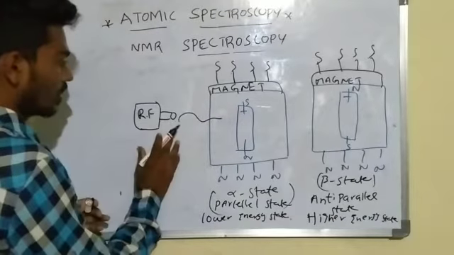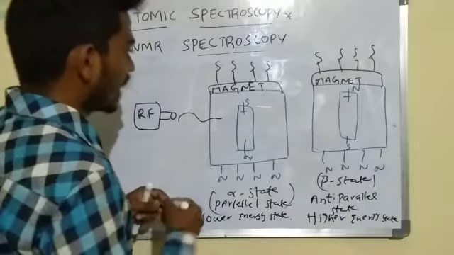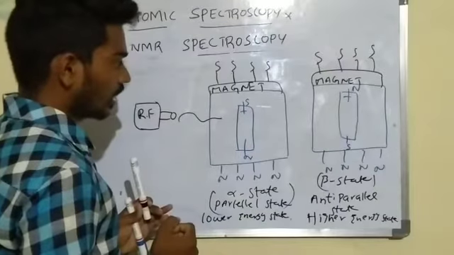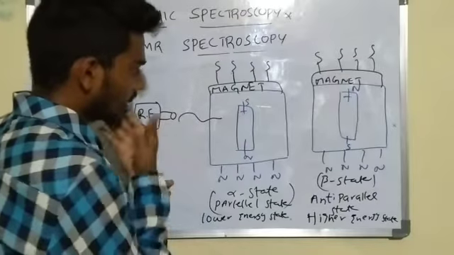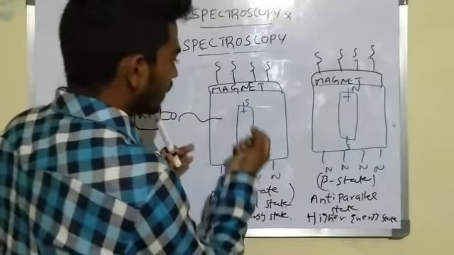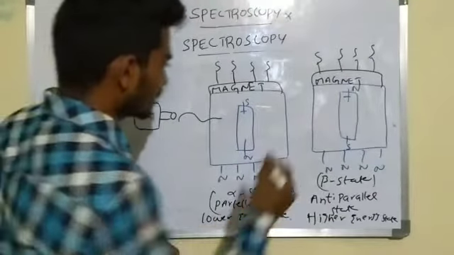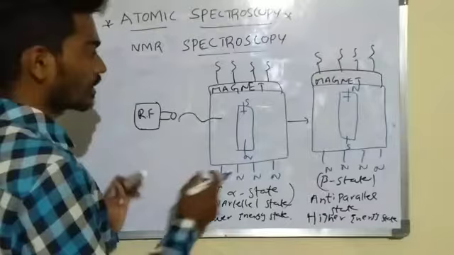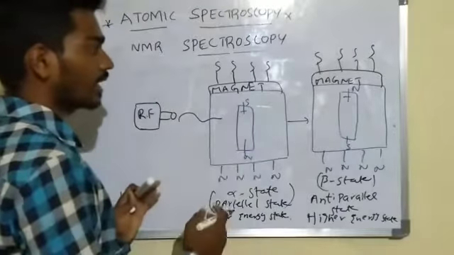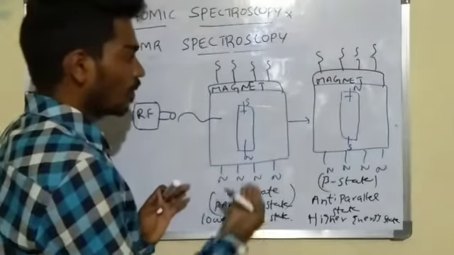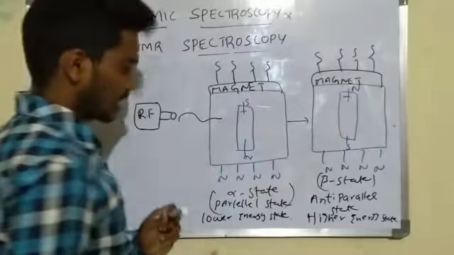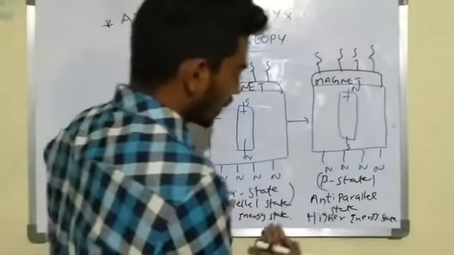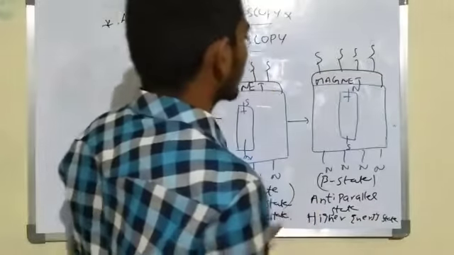Whenever this radio frequency source is incident on this nucleus, which acts as a magnet, and the radio frequency is absorbed by this nucleus, then it absorbs this energy and is excited from one energy state to another, that is, from the alpha state to the beta state. Whenever the radio frequency is absorbed by the nucleus, which acts as a magnet and is in the alpha state, it shifts into the beta state, from the lower energy state to the beta state, that is, the higher energy state.